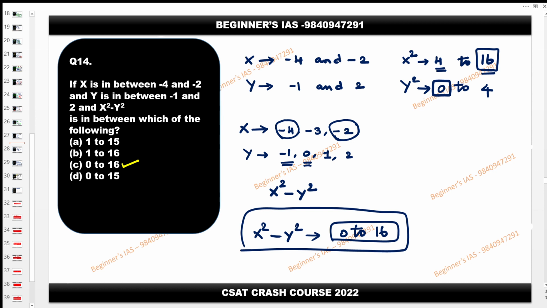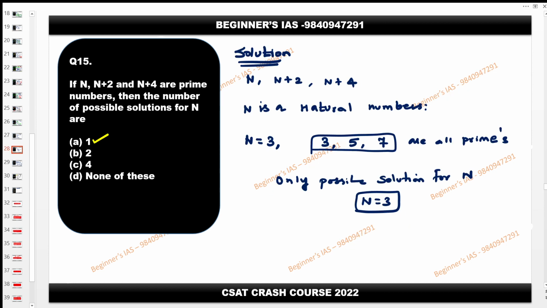Then the next one. Yes, this question. Listen carefully. This is also a concept called prime numbers. Wherever you find a prime number concept, take that question and solve. Then n plus 2 and n plus 4 are prime numbers. Then the number of possible solutions for n are. Read the question. Don't look at the solution here. n plus 2, n plus 4 are prime numbers. The number of possible solutions for n are.